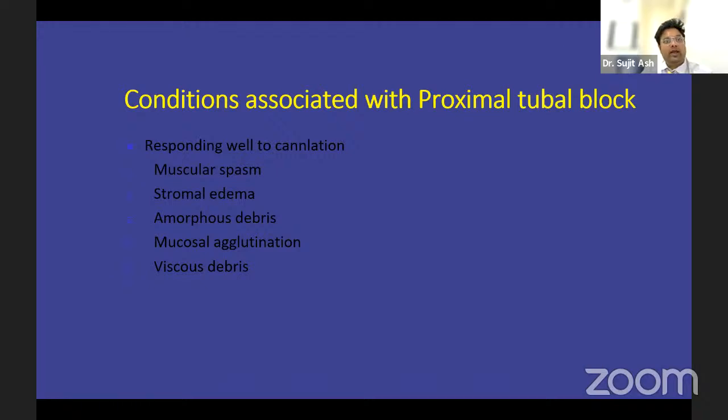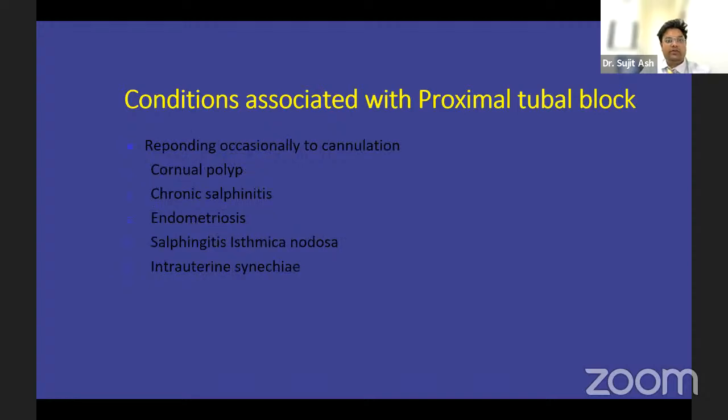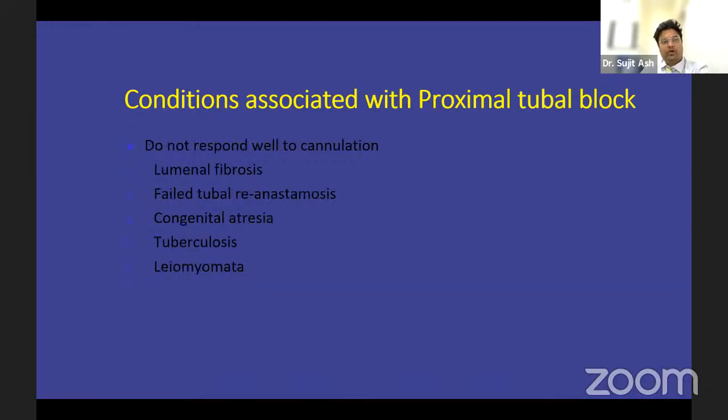The ones which respond well are muscular spasm or stromal edema, or some debris which are collected, or because of mucosal agglutination. These also respond well when you're doing a cannulation. Along with that, if you have a pathology such as cornual polyp or chronic salpingitis, endometriosis, salpingitis isthmica nodosa, or intrauterine synechiae, these all respond well when I'm doing a cannulation for a proximal tubal block. The ones which do not respond well to cannulation are luminal fibrosis, a failed tubal reanastomosis, congenital atresia, tuberculosis or leiomyomata.